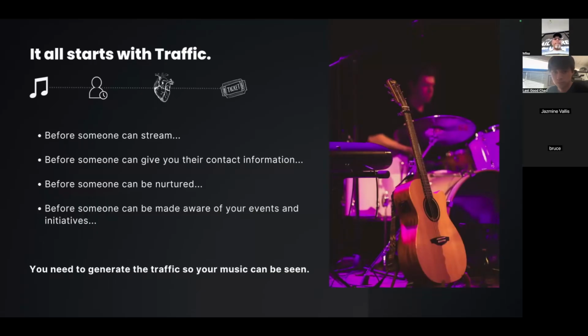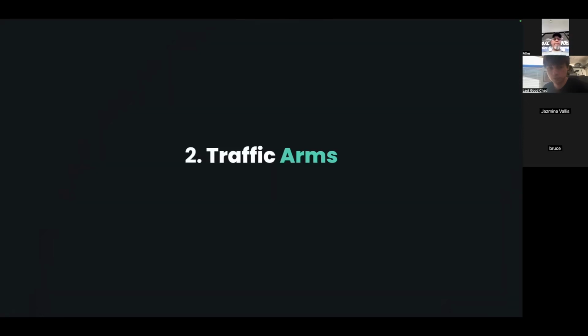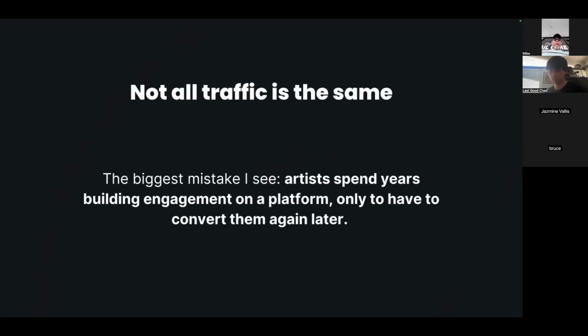Because a stream, what's the definition of a stream? It's just someone listening to your music for 30 seconds or more. That's a really legitimate first step, but it doesn't end there, which is why I want to introduce you next to traffic arms. Okay, this is the second step in the predictable exposure system, right? Not all traffic is the same.